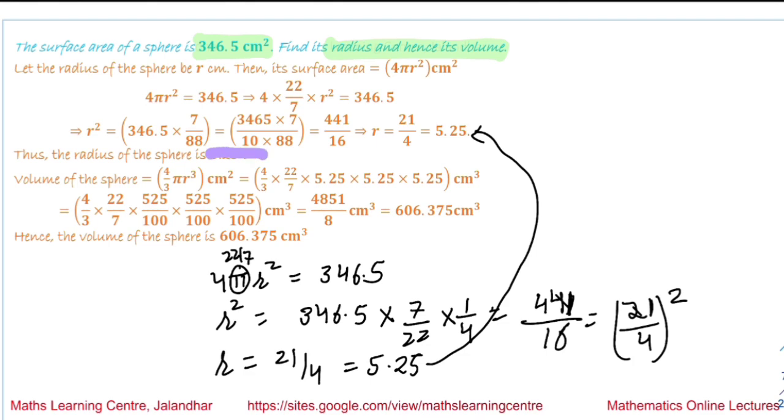Next we have to find the volume. The radius is 5.25. The formula for volume is 4 by 3 pi r cube. So 4 by 3, pi is 22 by 7, and r cube means 5.25, 5.25 and 5.25. We can write 5.25 as 525 over 100 each time. The final answer we get is 4851 over 8, that is equal to 606.375 centimeter cube.